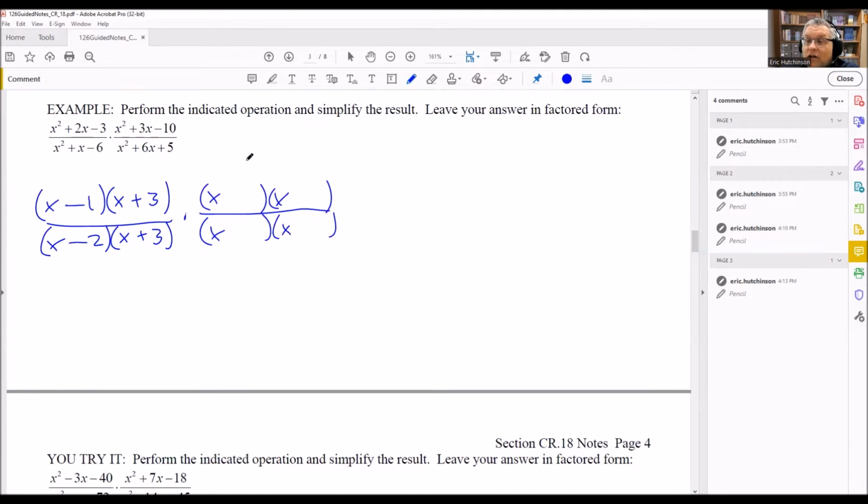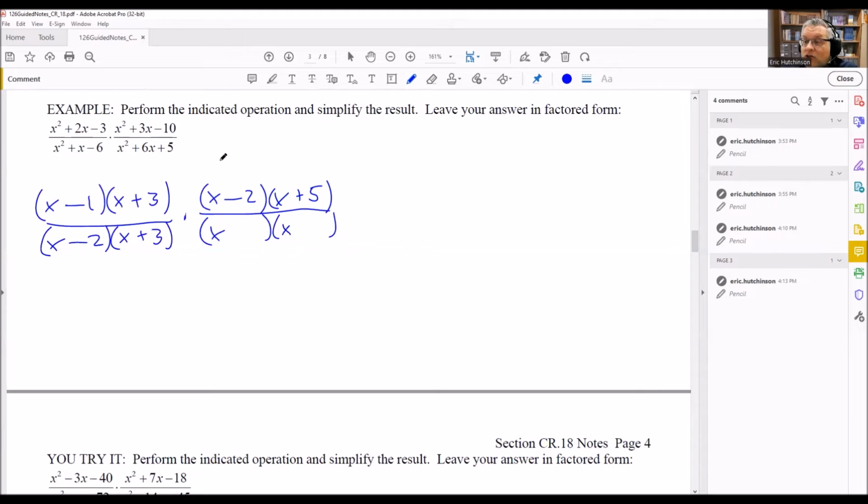Next, we have 10. Looking for two numbers that multiply to make 10 that add to be 3. That's going to be 2 and 5. And in this case, we want to get a positive number as a result. So we put the positive with the larger number. So plus 5 and a minus 2.